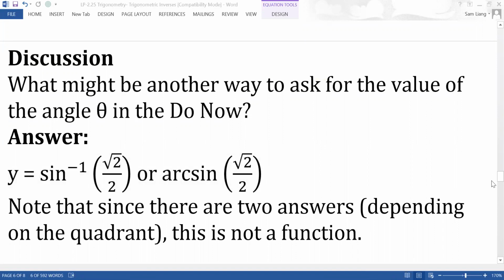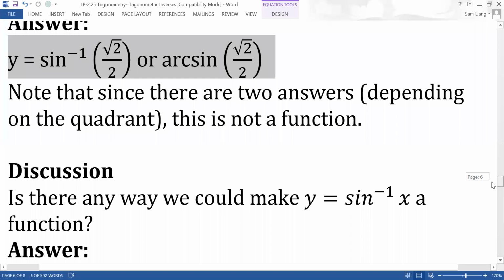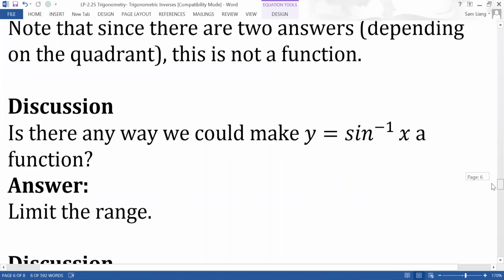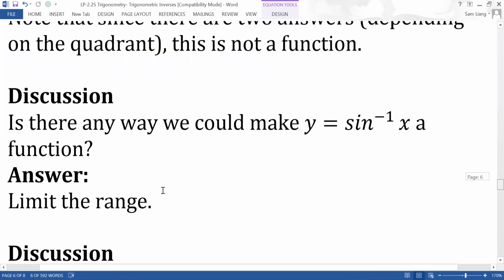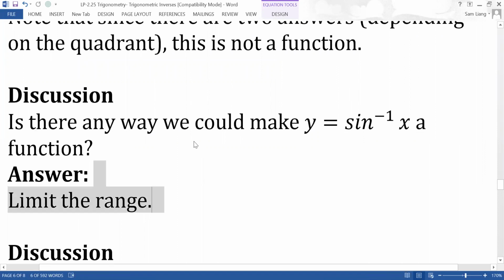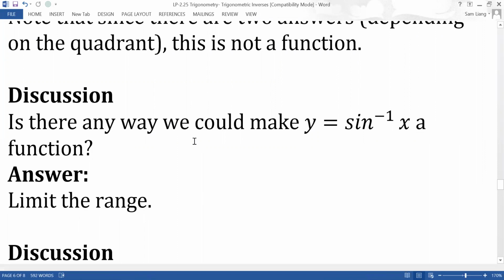All right, so as I said, this is not a function currently, but we're gonna make it into a function by limiting the range, okay? So you don't have to copy this down, just keep that in mind. For the do now, the outputs were 45 degrees and 135 for part A. We're gonna limit the range, so that means we're gonna limit the possible y values that are accepted, okay?